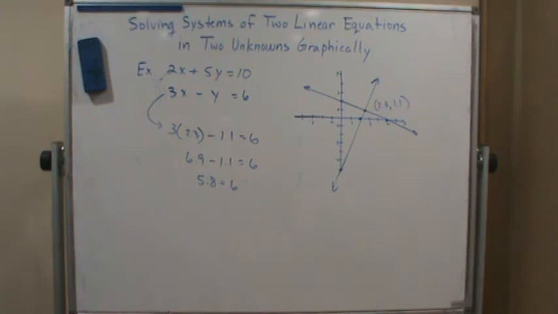And that's it. So again, sometimes you're going to have to approximate. It's not going to come out with nice round numbers.